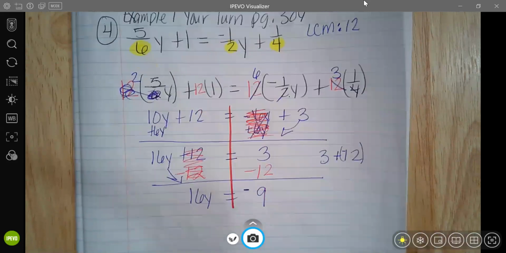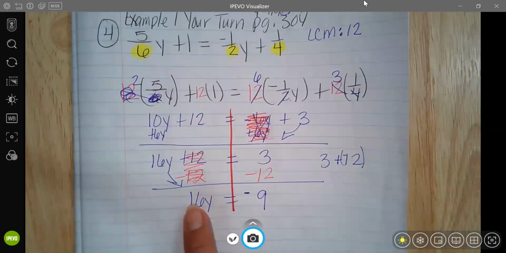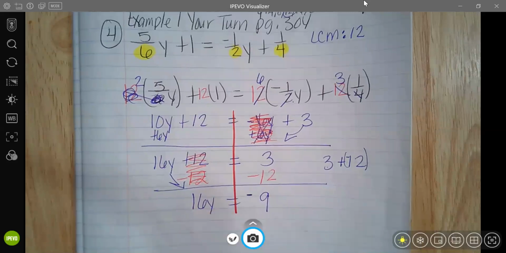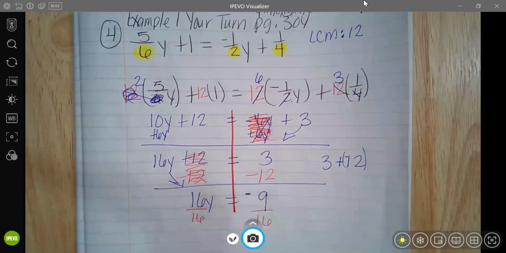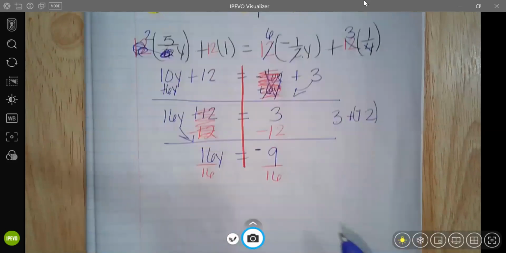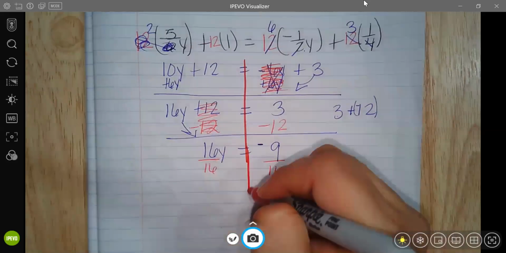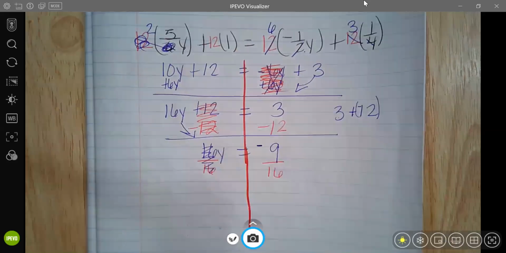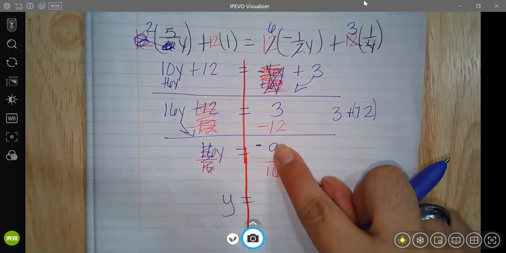And now I need to have the coefficient and the variable separated. Since it's multiplying, the opposite of multiplying is dividing. So I'm going to divide by 16 on both sides, which is what I just did. Let me make this a little bit longer. All right. So now 16 divided by 16 gives us 1, right? Which is what I need. Y equals, and I have negative 9/16.